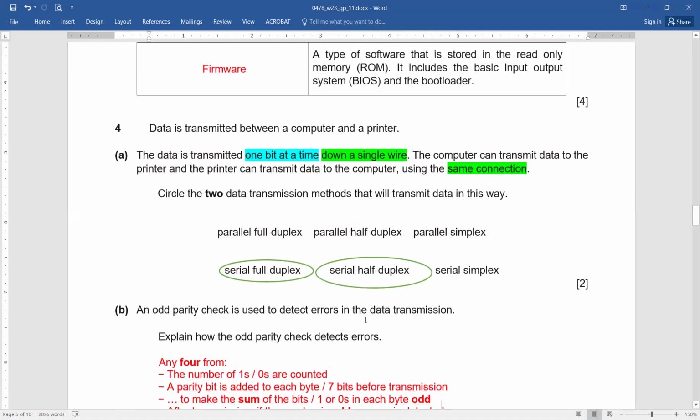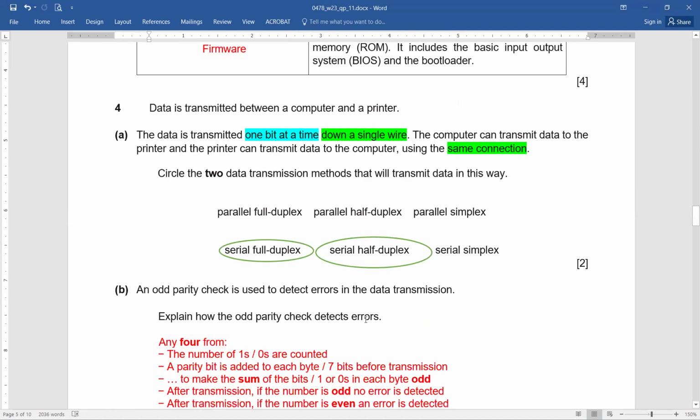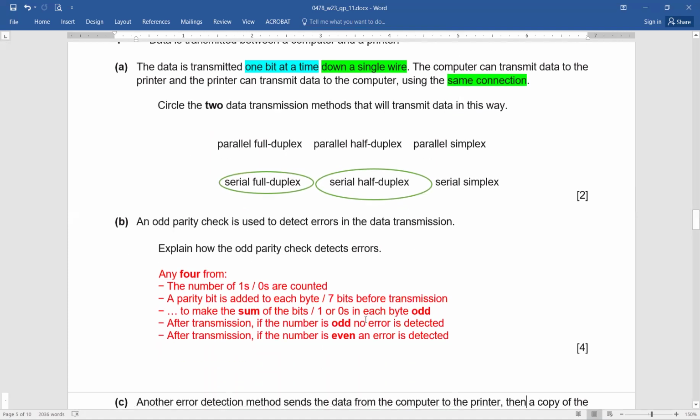Okay. An odd parity check is used to detect the errors in the data transmission. Explain how the odd parity check detects the errors. It's a 4-mark question. See, how will you answer? Here they're expecting you to explain how you perform this odd parity checking. So just see, what do we do actually?